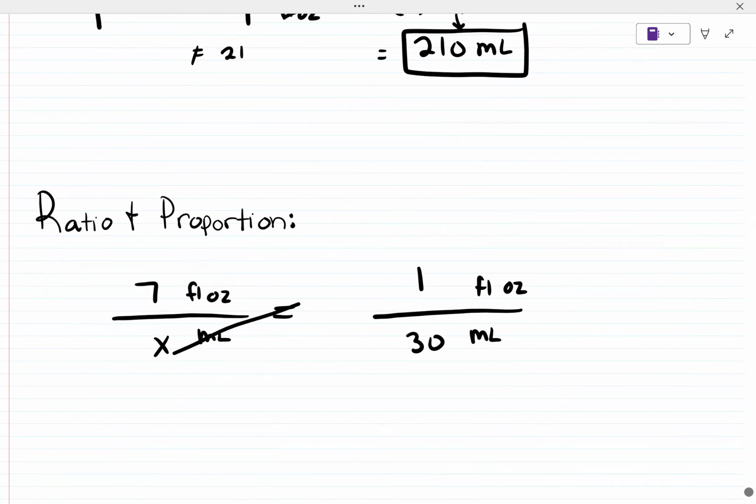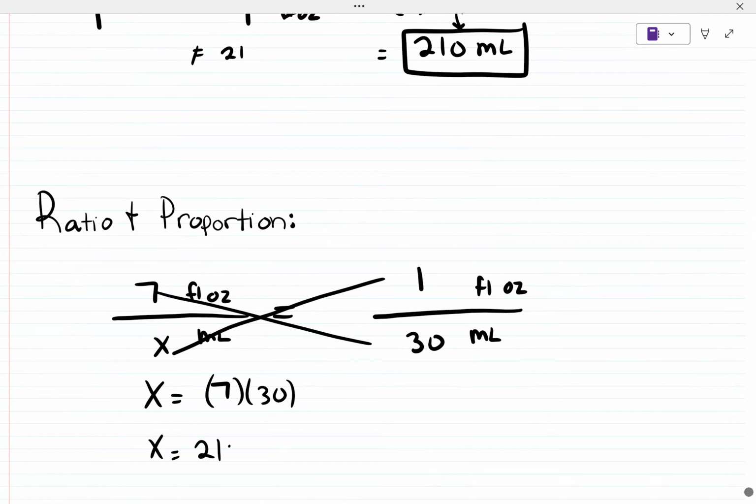Okay, cross multiply. So x times 1 is x, and then 7 times 30 is 210. And that gives you 210 milliliters.